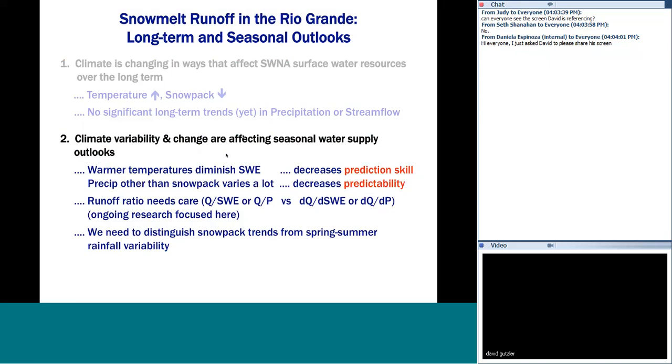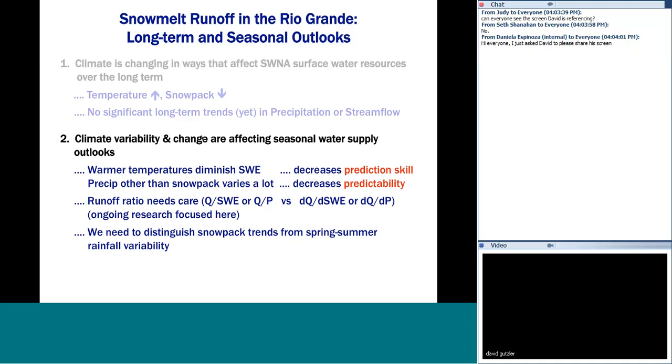I think the reason for that is that over recent decades, the effects of springtime precipitation, which have been both higher and more variable than in recent decades, have been masking the effects of long-term changes in temperature and snowpack, but that's a working hypothesis for our ongoing research.